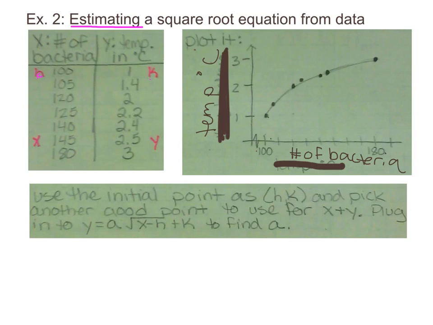You can pick any other point you want. Another good point. For example, if I had one up here, I would probably ignore that one, right? But pick another good point to use for x and y. Plug them all into the standard form of the equation to find a.